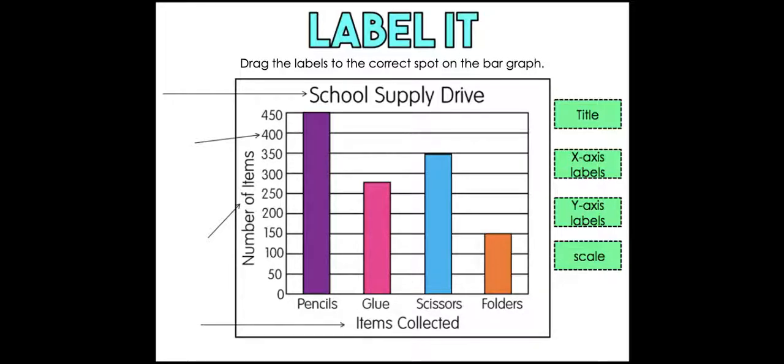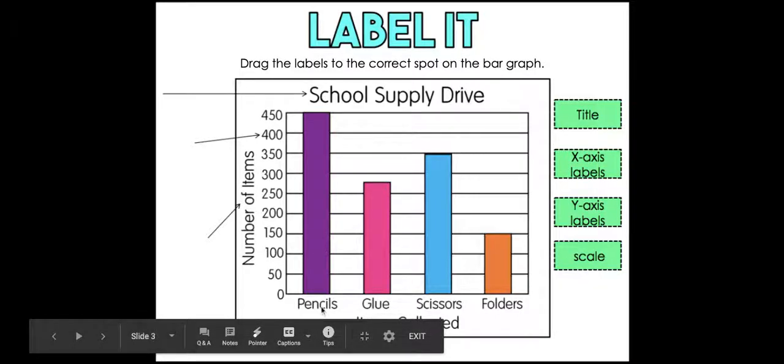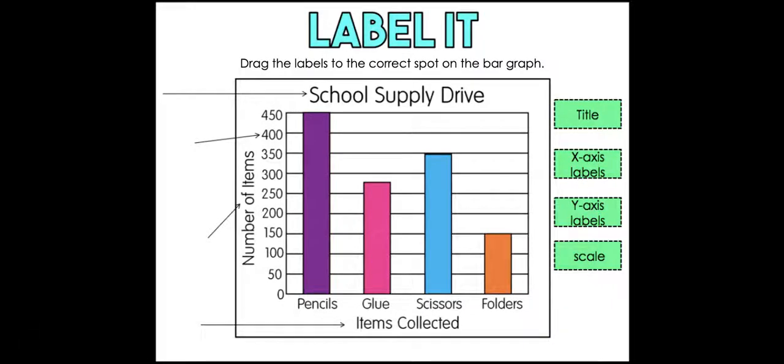Now let's talk about how to read the data on the bar graph. Pencils. This bar shows the number of pencils they collected. I'm going to look at the top number that it goes to, 450. So they collected 450 pencils.